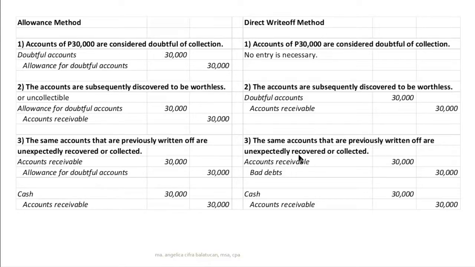Then, the same accounts that were previously written off are recovered. So, that's debit accounts receivable and credit doubtful accounts. Sorry for the error. So, credit doubtful accounts. You're going to follow the same account title here. So, credit doubtful accounts. So, that would be restored. So, the accounts receivable is restored. And then, for the collection, debit cash and then credit accounts receivable. Okay?